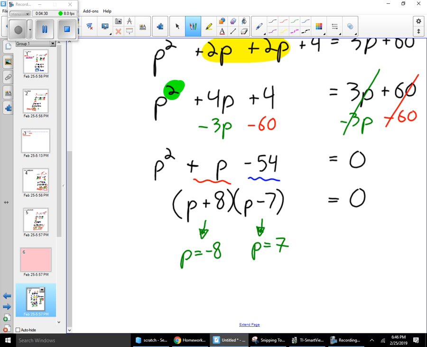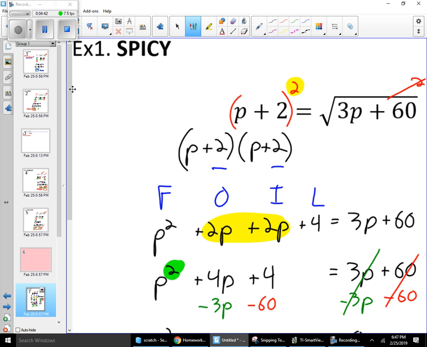Now, we know that one of these might work, both of these might work, maybe neither of them work. But in order to find out, we need to do a bit of substitution and double check. It's important to note that when I go to substitute back in, this part's probably helpful to do by calculator, substituting those values for P into that radicand, that 3 times P plus 60. But we're not going to get back just P like we did in the previous examples. We're going to be looking for P plus 2.